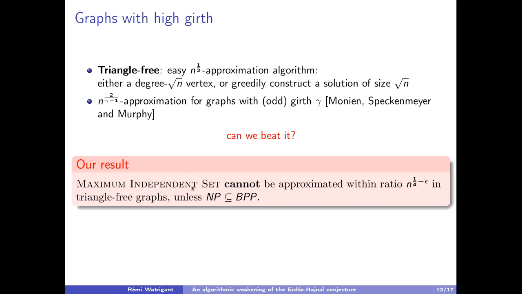We were able to prove that maximum independent set cannot be approximated within a ratio of n to the power of 1/4 minus epsilon in triangle-free graphs. And it can be generalized to this ratio for graphs with girth gamma, 1 over 2 times gamma minus 1. So the results are not tight, but they are almost tight. The gap is only 1/4 in the triangle-free case, for instance. We use a randomized reduction, which means that the hypothesis we use here is NP not included in BPP, which is the randomized version of P equals NP, more or less. So let's have a look at this result for graphs with high girth.